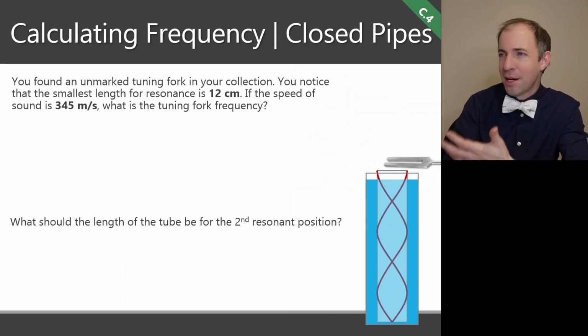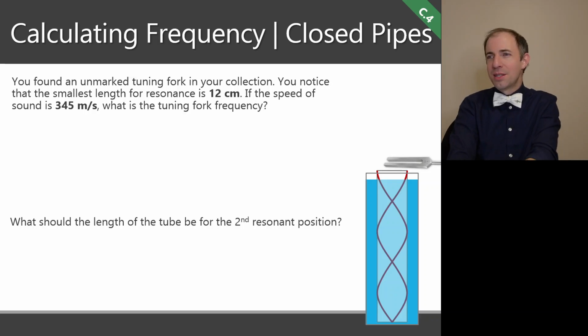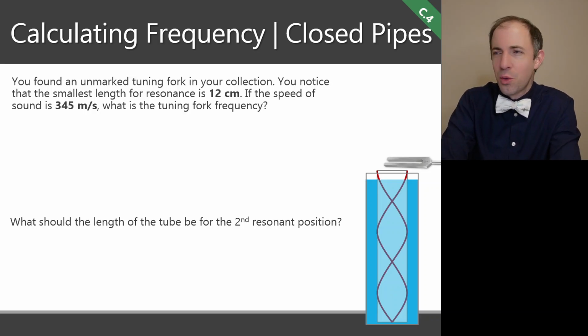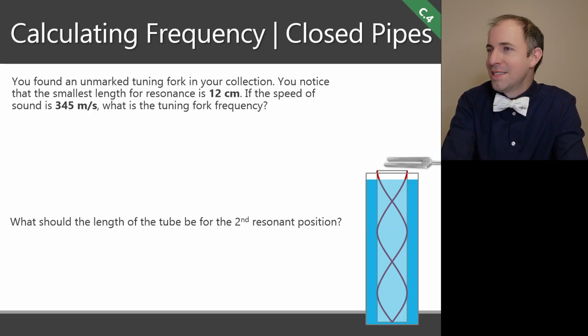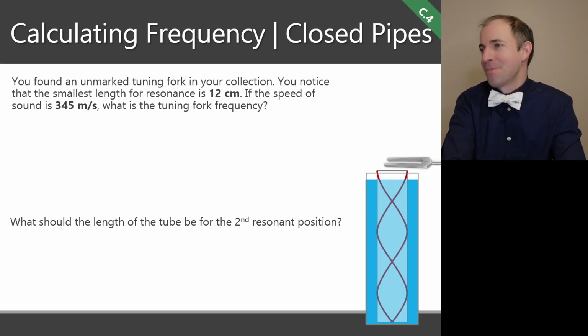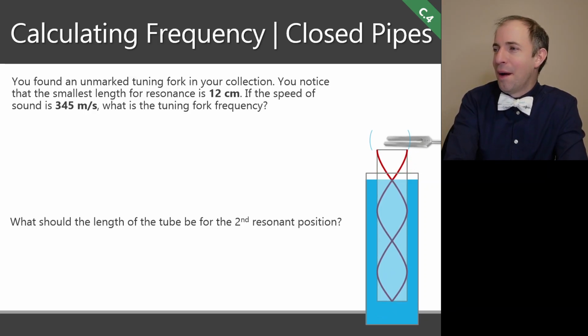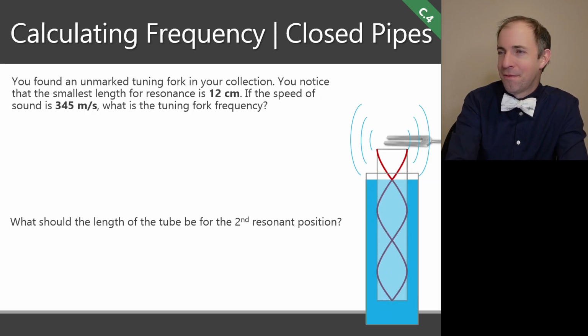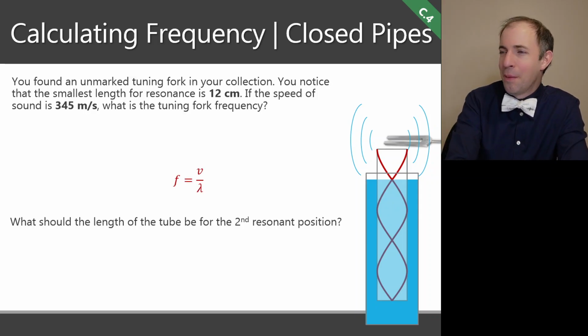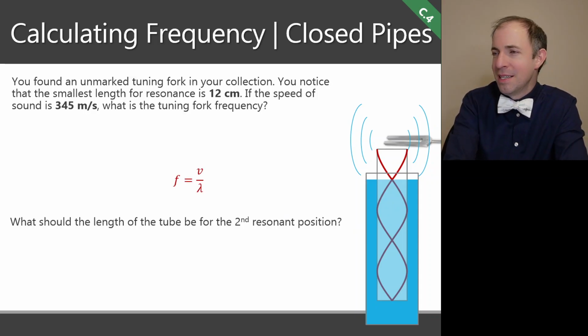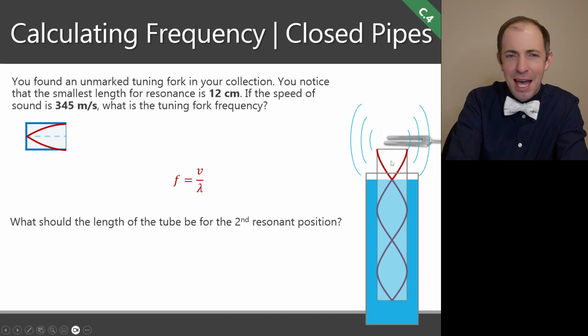So you find an unmarked tuning fork in your collection. You notice that the smallest length for resonance is 12 centimeters. If the speed of sound is 345 meters per second, what is the tuning fork frequency? All right, so we know a couple things here. We know that this is the first picture, the smallest length that's going to be formed. We know that frequency is wave speed over wavelength, and that this is essentially the picture that's happening in here.